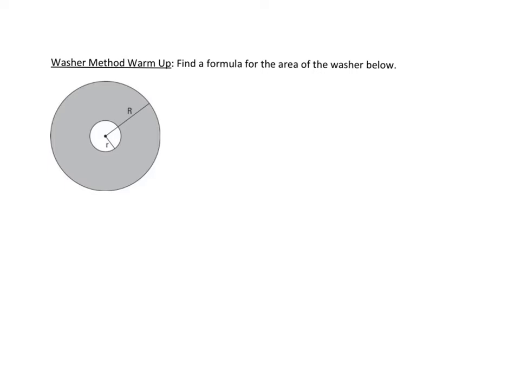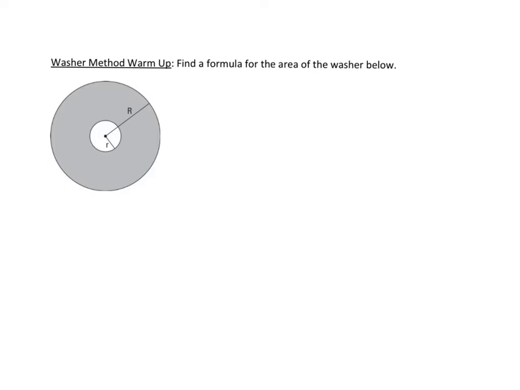So to use the washer method, your cross sections are going to look like a washer. And by washer, I mean this shape in front of you. It's something you might see in a toolbox. We actually use them a lot in physics also. But it's basically a circular thing with a hole cut out in the middle of it. So it's a disc with a hole in it. So go ahead, pause the video. I want you to see if you can find the formula for the area of that.